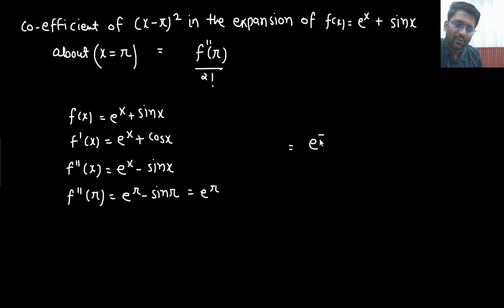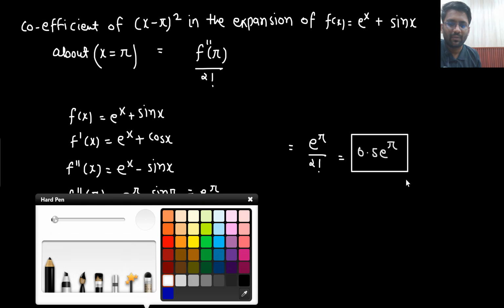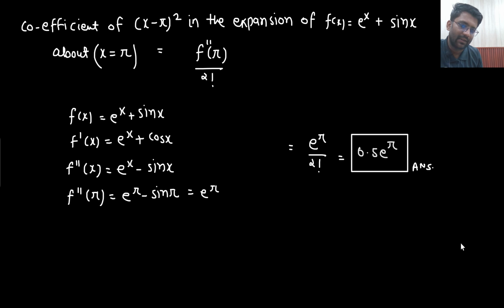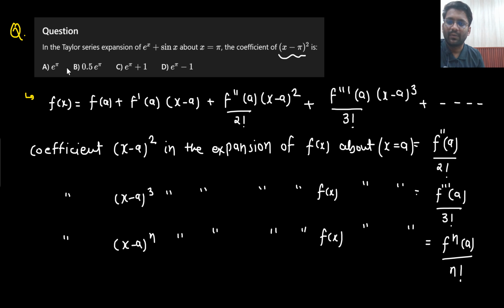So what will be the answer? The answer will be e^pi divided by 2 factorial. The answer will be 0.5 e^pi. That's it. This is the answer we are getting: 0.5 e^pi. Is that understandable to you?